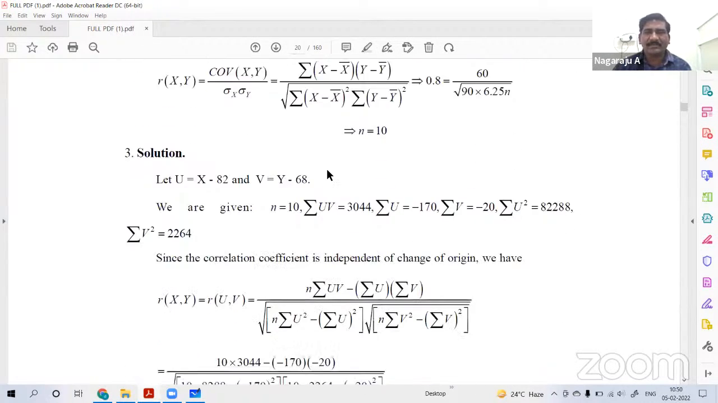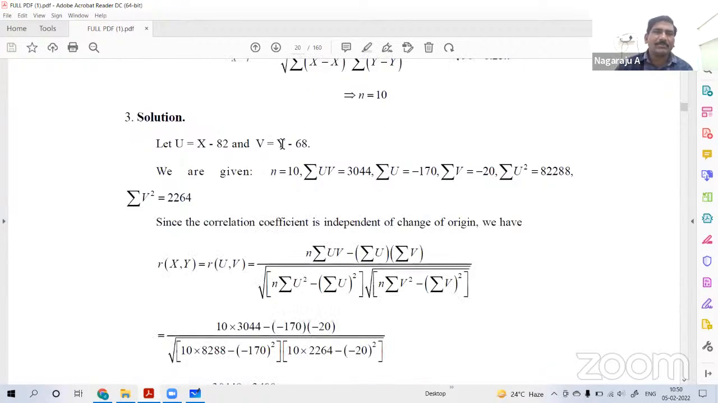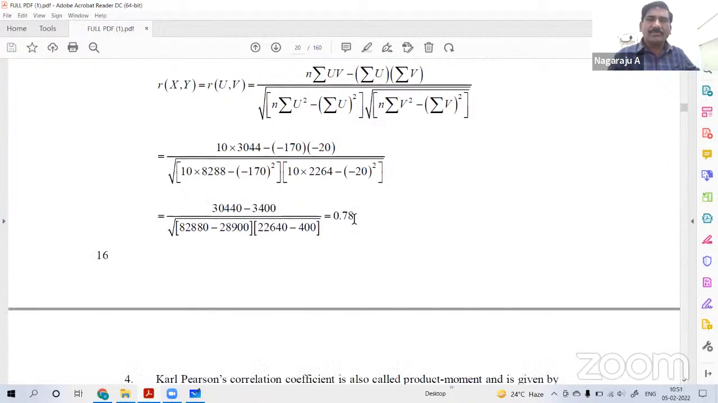So the correlation of the data. Here also, let u equal to x minus 82 and v equal to y minus 68. So this is also the rank of x comma y, r of u comma v equal to n into summation uv minus summation u into summation v. The same formula and the given data I have substituted. I got it; that's a rank correlation. R equal to 0.78. It is a positive correlation.